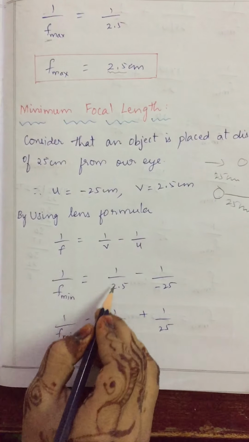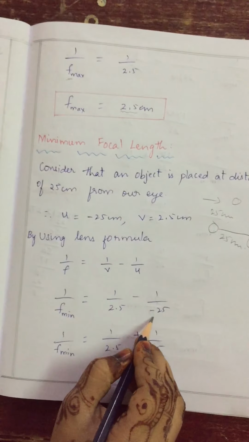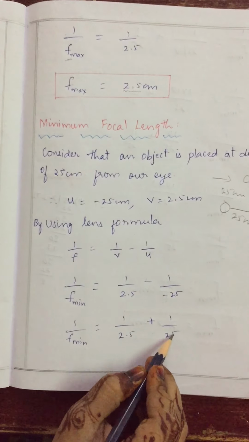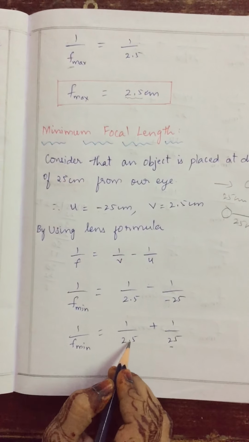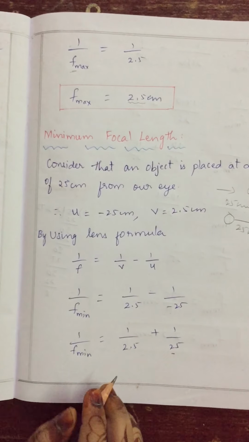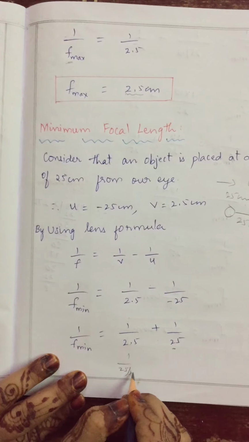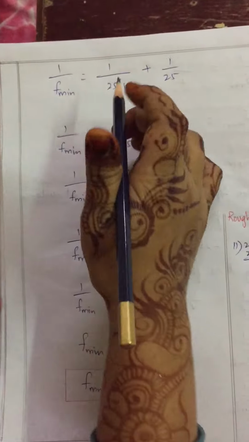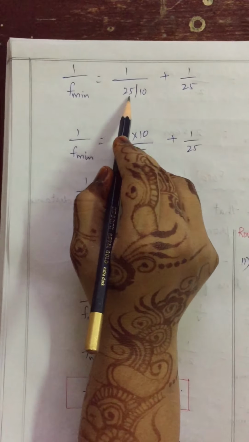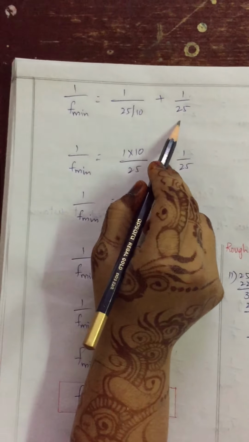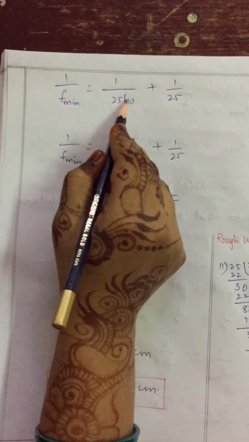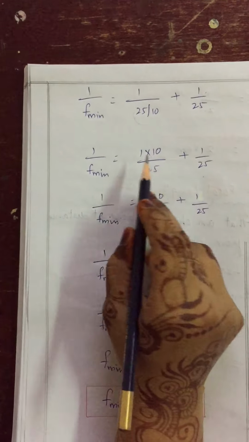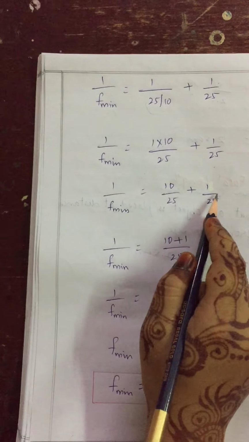1 by f is equal to 1 by v, v is 2.5, minus 1 by u, u is minus 25. Clear children? So 1 by 2.5 as it is, minus into minus plus 1 by 25. Don't take LCM. This 2.5 we can write as 25 by 10. Then take the reciprocal, 10 will go up and 25 will be in the denominator. So 1 by 2.5 we are writing as 10 by 25, plus 1 by 25.